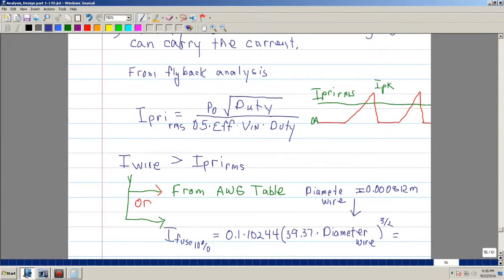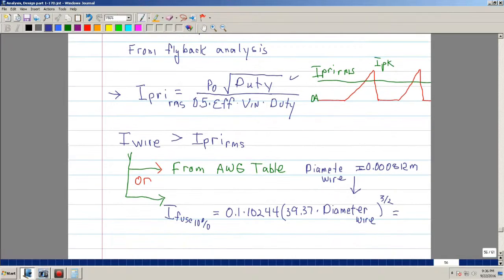You should have this equation from the Flyback analysis. It's the I primary RMS. That's the equation for that. And you want to be sure that the current capability of the wire that you selected is greater than this I primary RMS. So you want this bigger. You always check that.